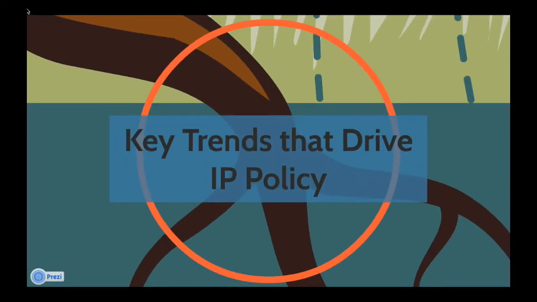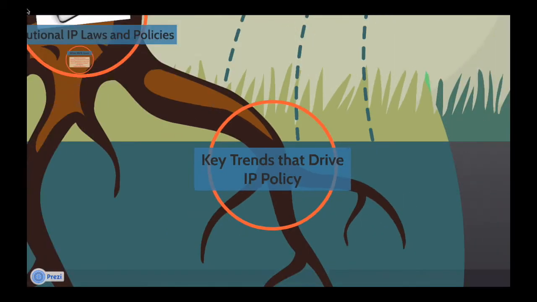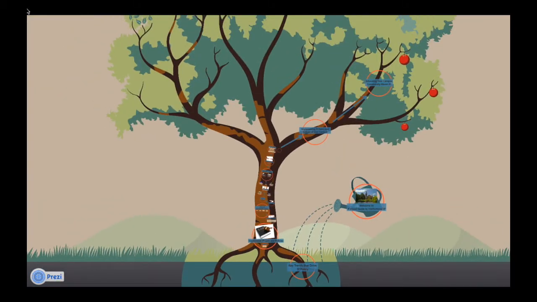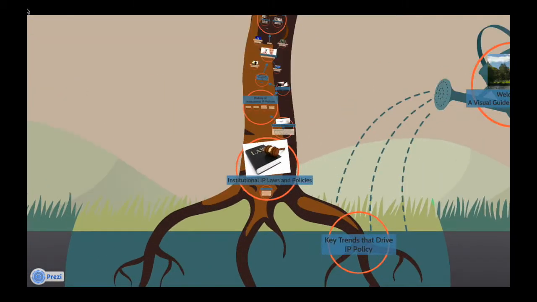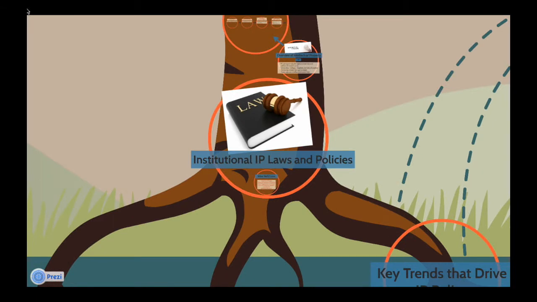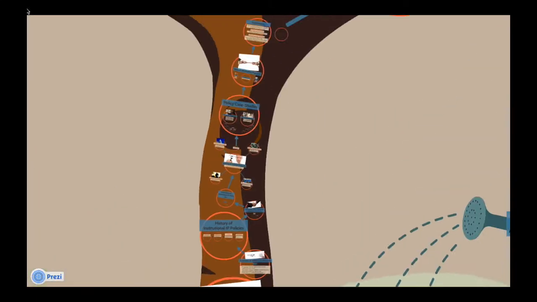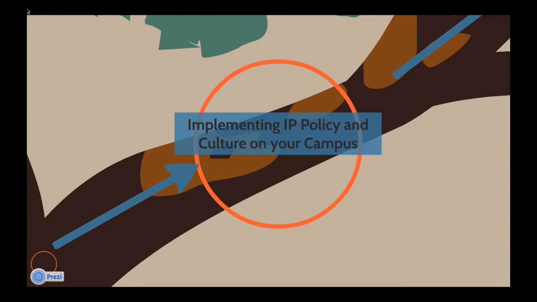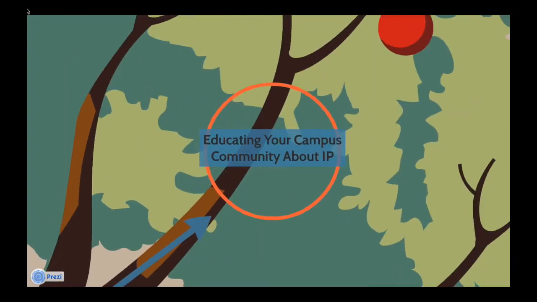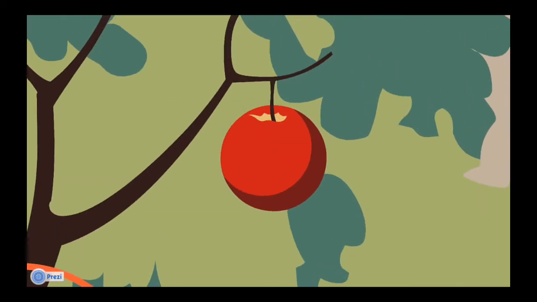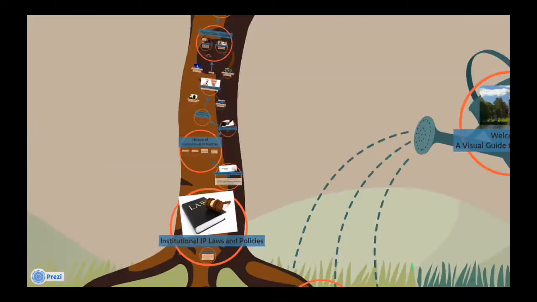We start with key trends that drive IP policy as the roots. These roots feed or inform the trunk, which represents the IP laws and policies on your campus. Of course, the trunk leads to the branches, which represent how IP policy is implemented on your campus, as well as how you educate your campus community about IP policy. The fruits and flowers are the outcomes, those beautiful ideas and products your campus community develops.